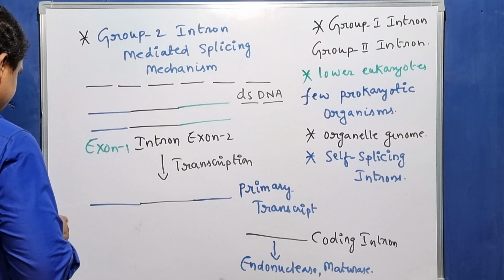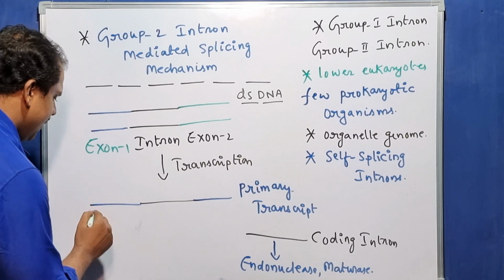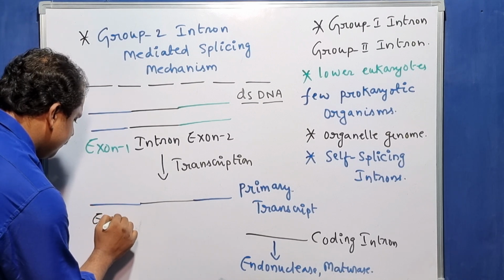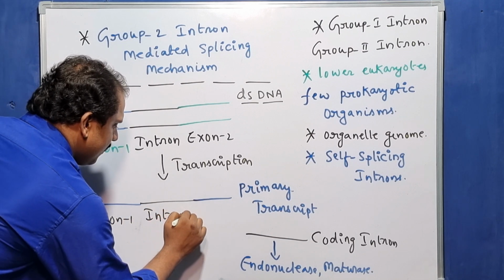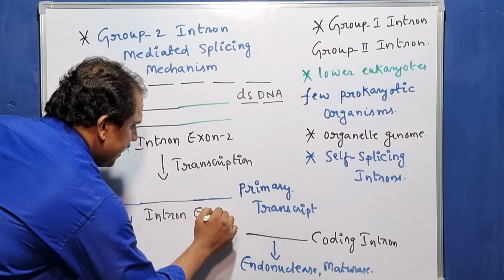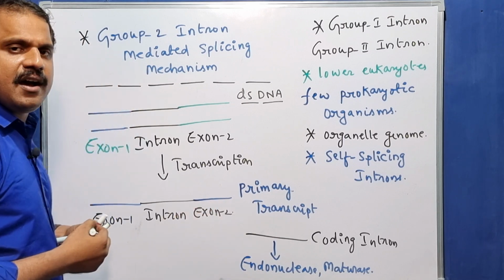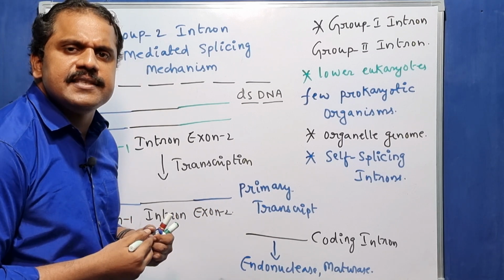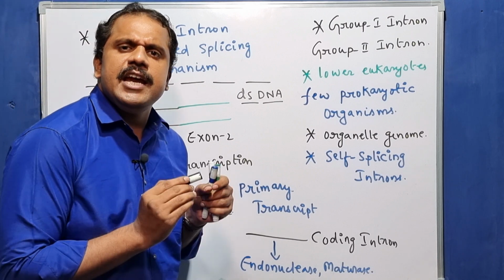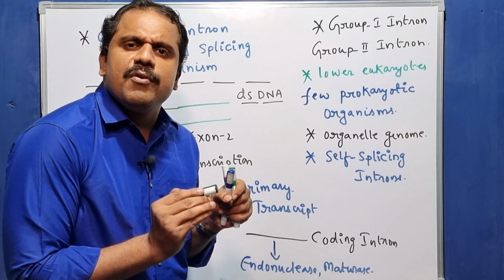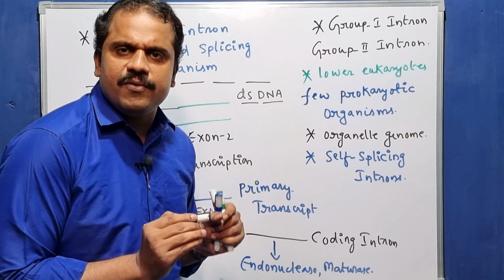So here it is nothing but the exon again, exon 1. And here it is nothing but the intron. And again it is nothing but the exon 2. So as we all know, the primary transcript which is synthesized during the transcription process consists of both the coding sequences as well as the non-coding sequences.